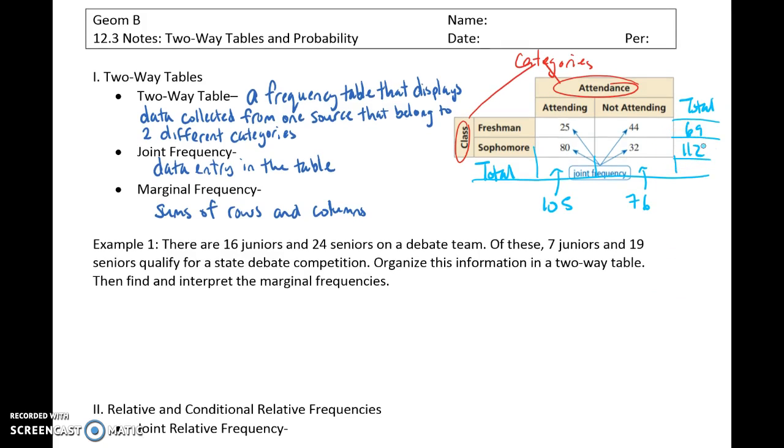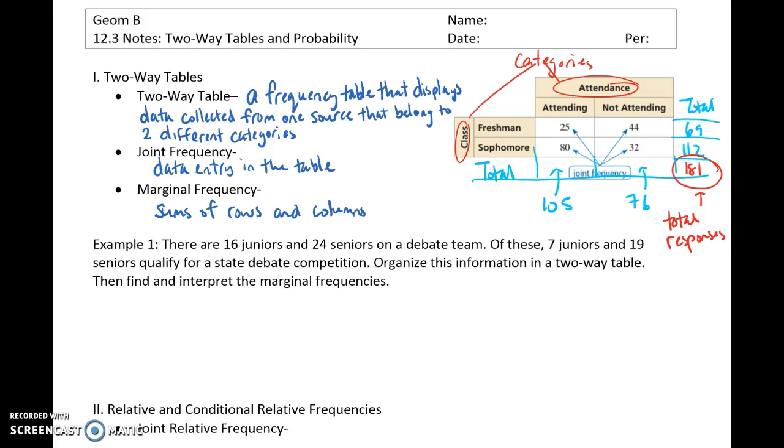Now this last corner here, this final total, should be a checkpoint because if you add 69 and 112, we should get the same thing as 105 plus 76, which is 181. And this little corner tells you the overall total, your total responses. So in total, you talked to 181 freshmen and sophomores to get this two-way table data. That's what that means.